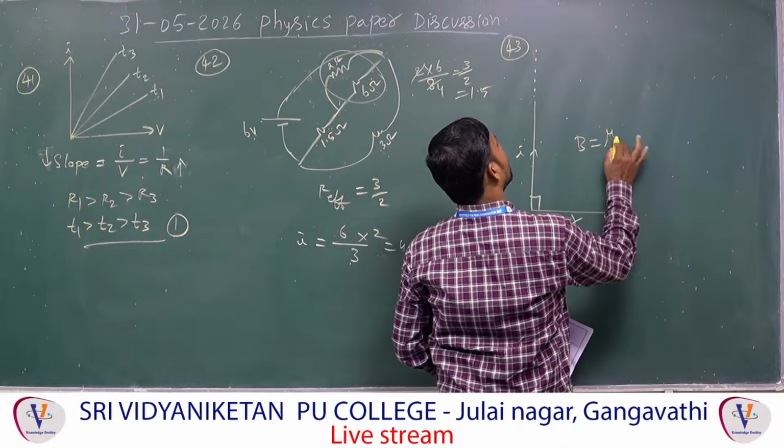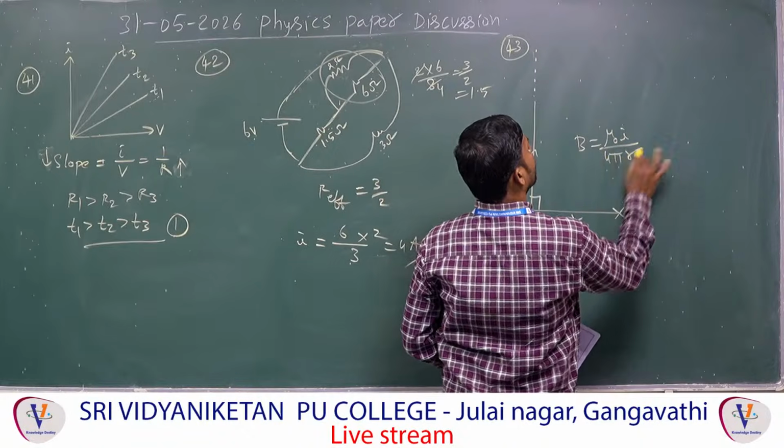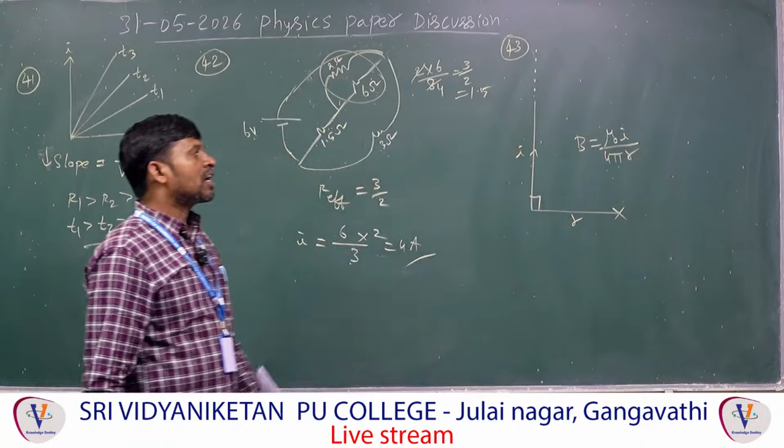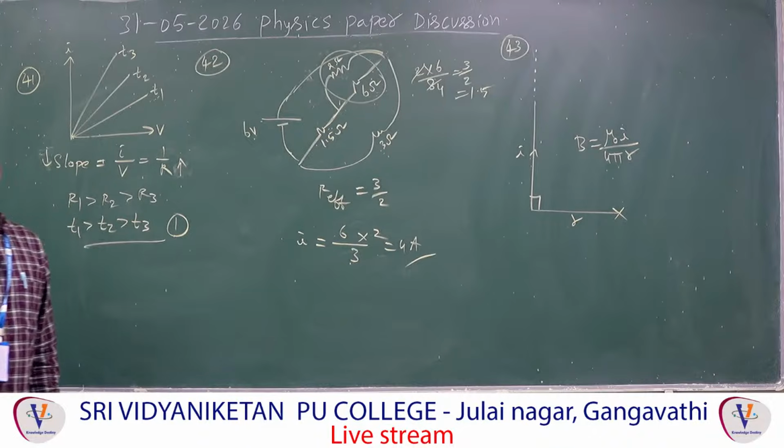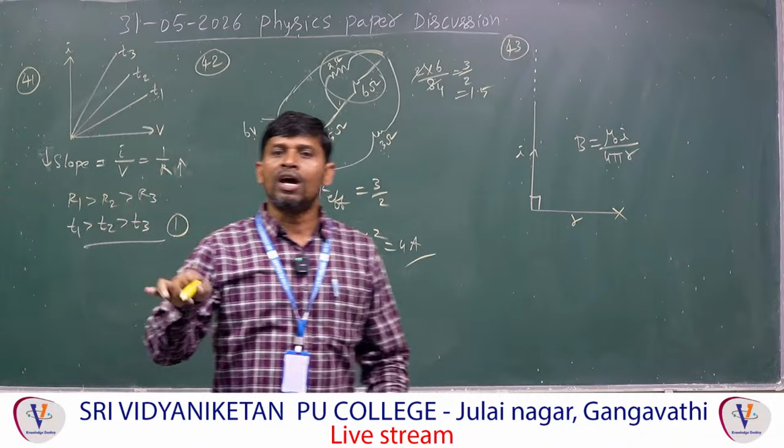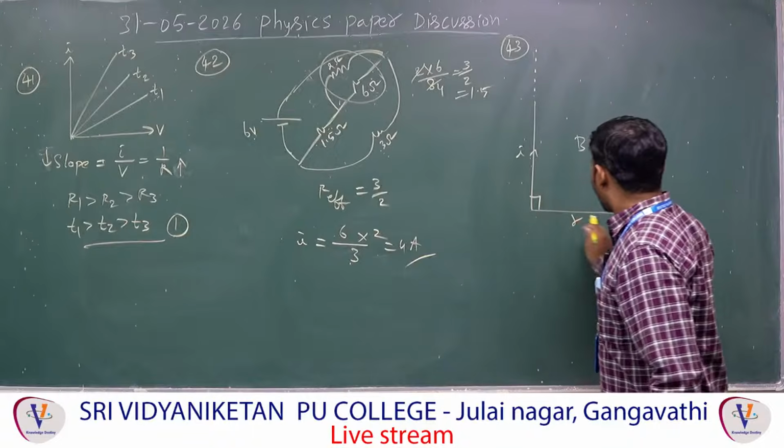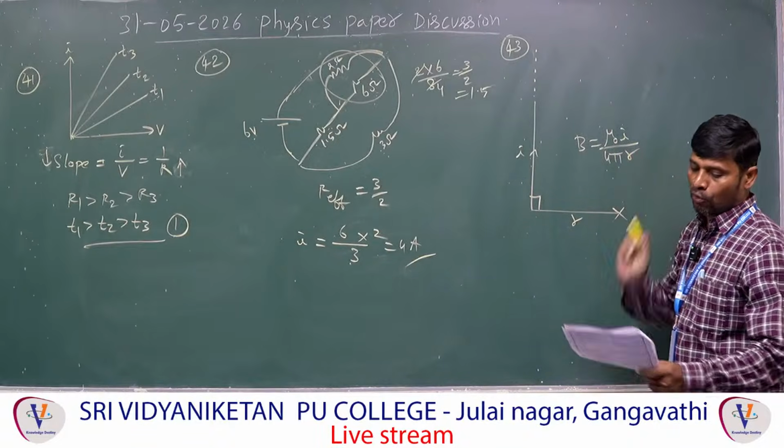So what is the magnetic field? Mu naught I by 4 pi r. In the case of the middle one, it is mu naught I by 2 pi r. At one end, it means mu naught I by 4 pi r.